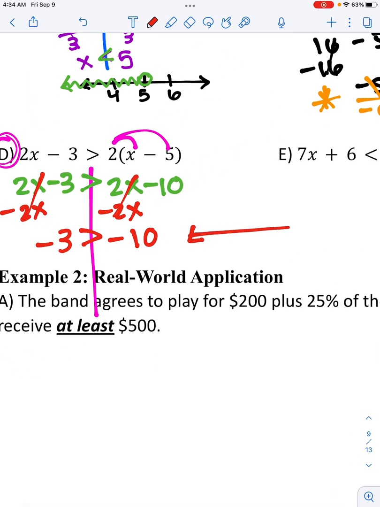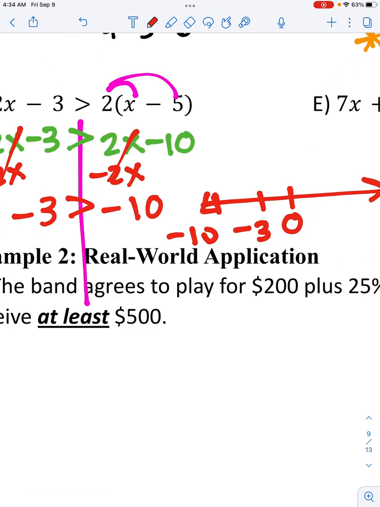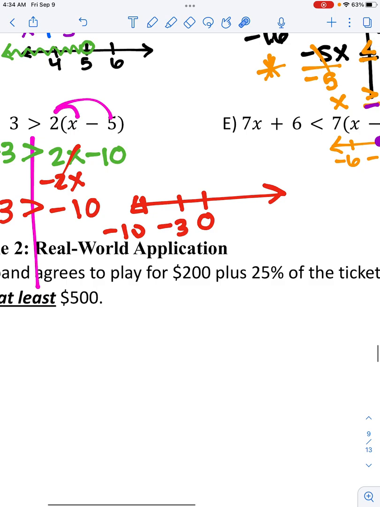So what I want to do is evaluate. If I look at a number line, so there's 0, negative 3 would be right here, and then negative 10 would be farther to the left. So is negative 3 greater than negative 10? Is that a true statement? Yes, it is true. Negative 3 is further to the right.